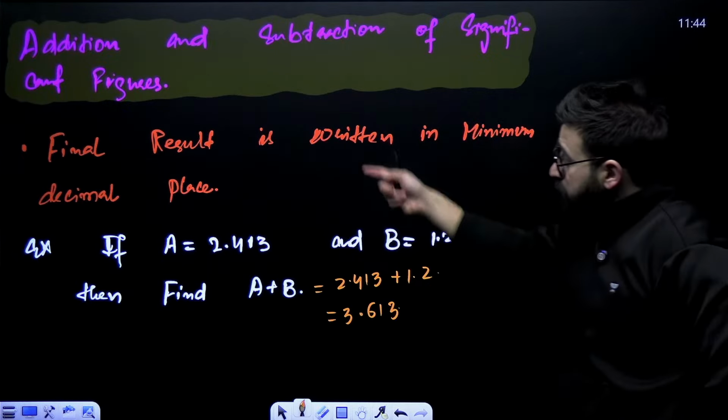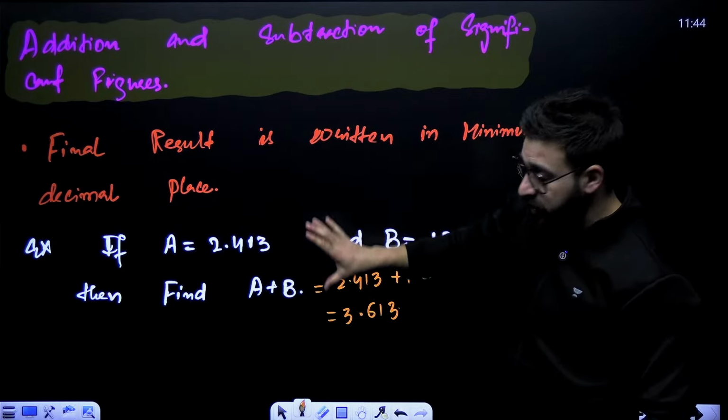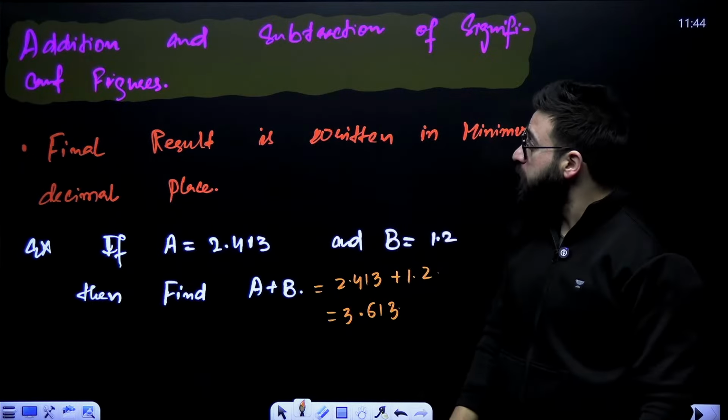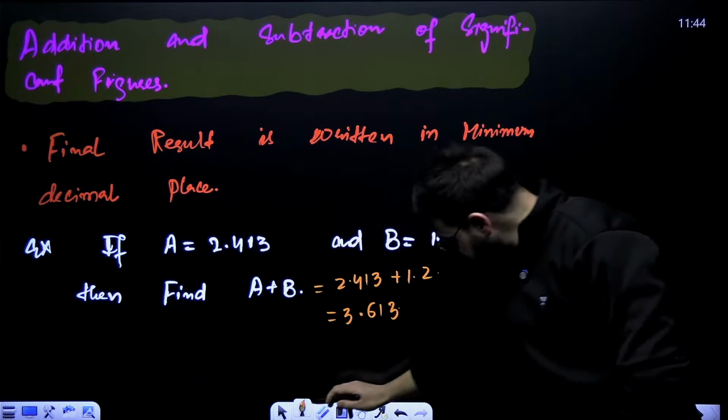Now, guys, in this particular case, when you have to do the addition and subtraction, remember this rule. The final result is written in the minimum decimal place. Tell me one thing over here.